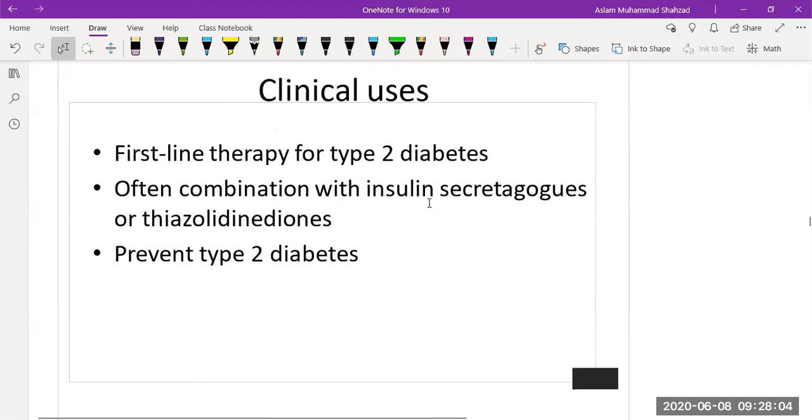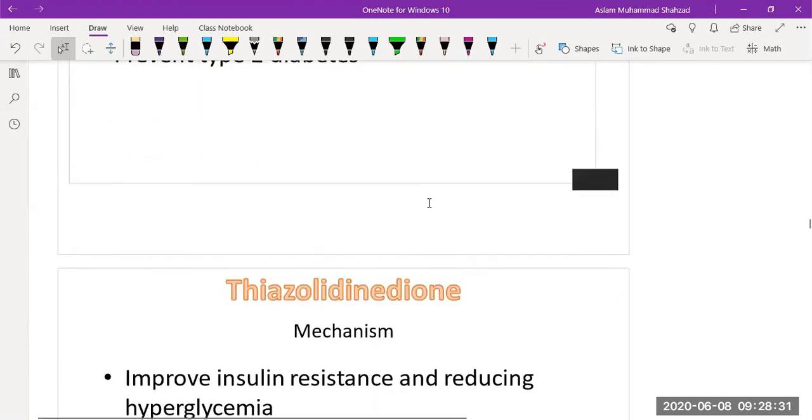Their clinical use is as first line of therapy for type 2 diabetes. This is one of the most commonly used drugs, especially in the subcontinent, in Pakistan. And I think it is also commonly used in Malaysia as well. Often it is used in combination with insulin secretagogues or thiazolidinediones in chronic diabetes, or it is used for prophylaxis of type 2 diabetes mellitus, like preventing the diabetes.